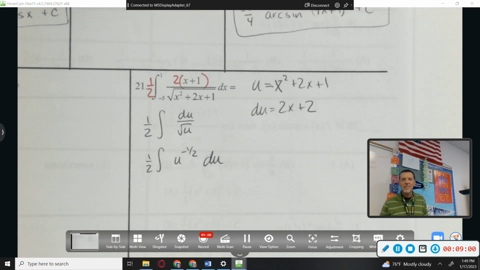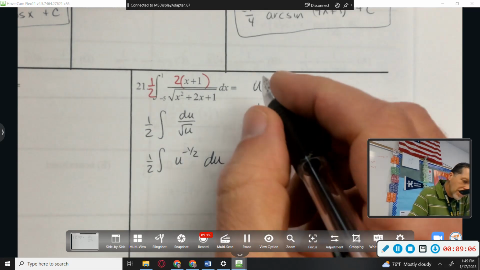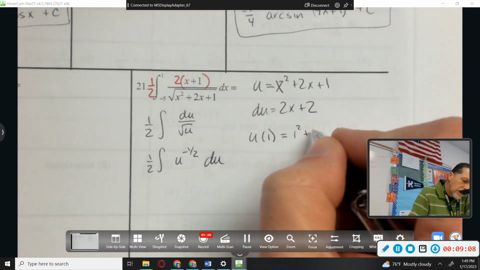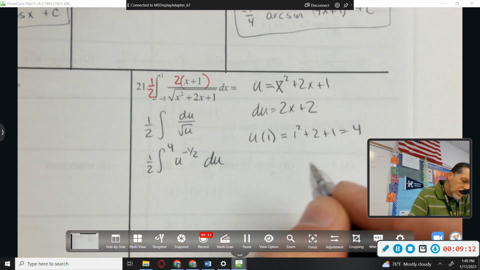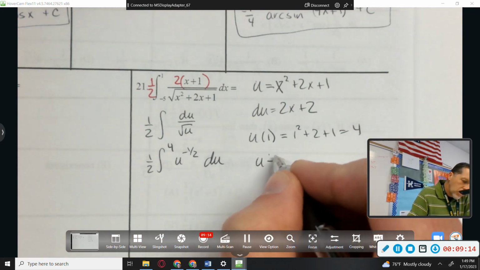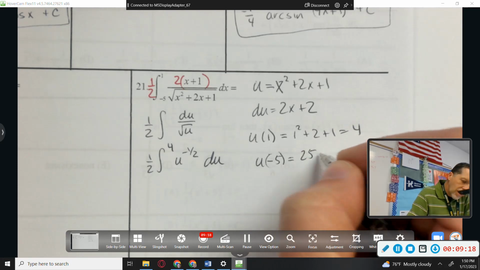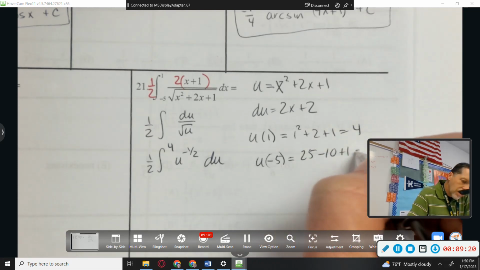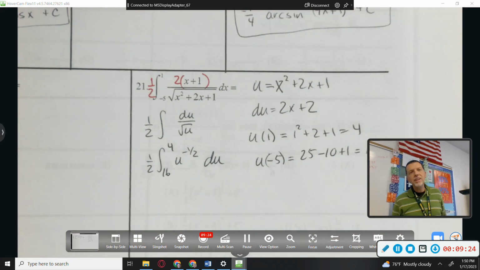What are the limits? I do need to fix the limits. So I would need to know u of 1. 1 squared plus 2 plus 1 is 4. And u of -5 is 25 minus 10 plus 1, which is 16. Those are conveniently enough perfect squares, so that's probably going to work out for us here.